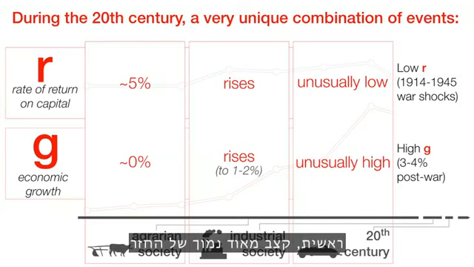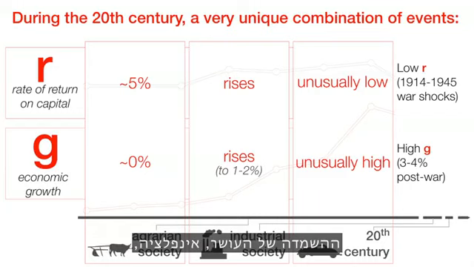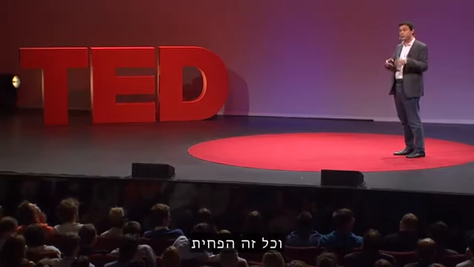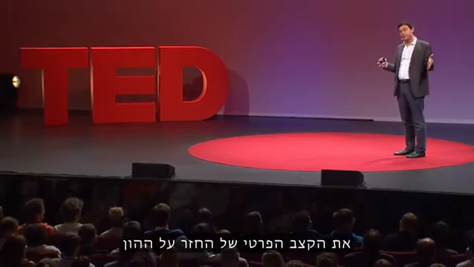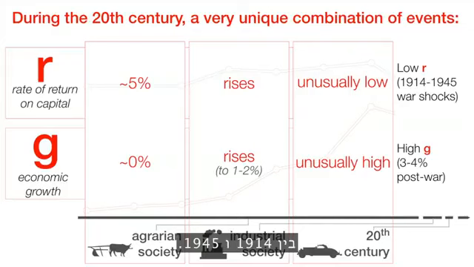First, a very low rate of return due to the 1914-1945 war shocks, destruction of wealth, inflation, bankruptcy during the Great Depression, and all of this reduced the private rate of return to wealth to unusually low levels between 1914 and 1945. And then in the post-war period, you had unusually high growth rate, partly due to the reconstruction.